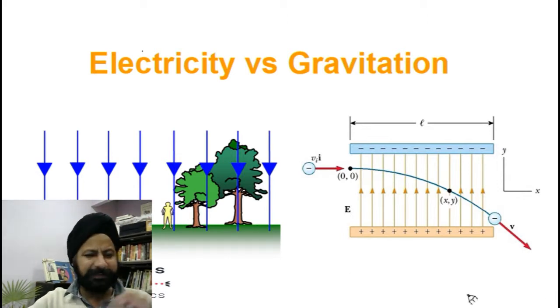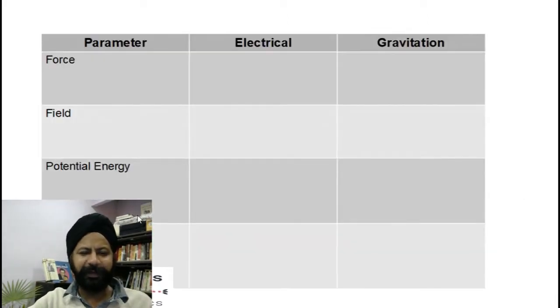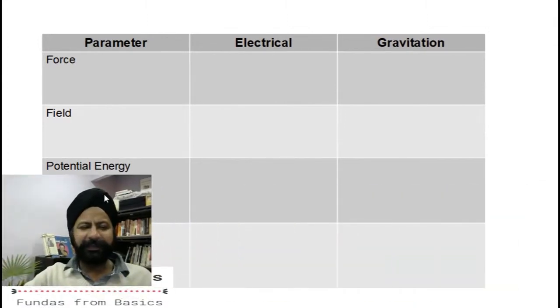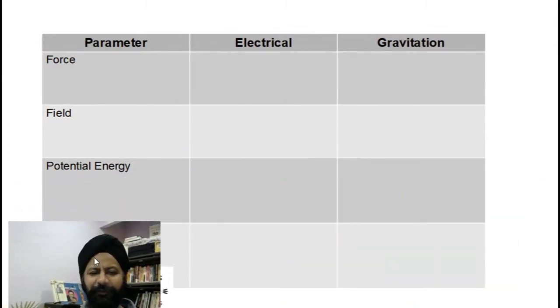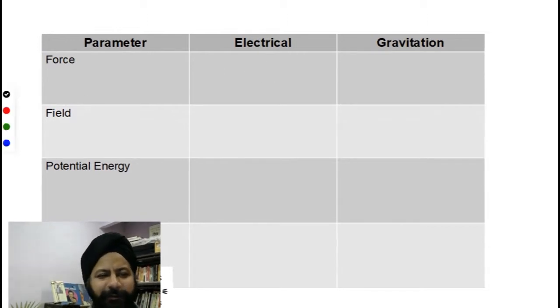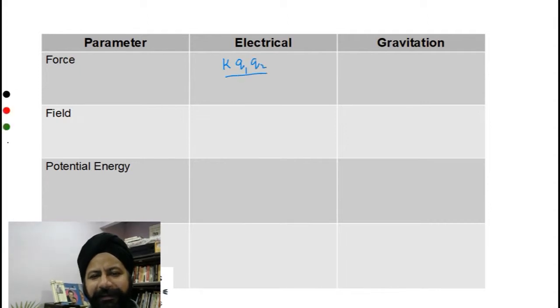So let's do it. It's going to be a very quick video. I'm going to compare things between gravity and electricity. First of all, as I've already done in my previous video, the force is given by Coulomb's law, which is basically k times q1 q2 by d square.